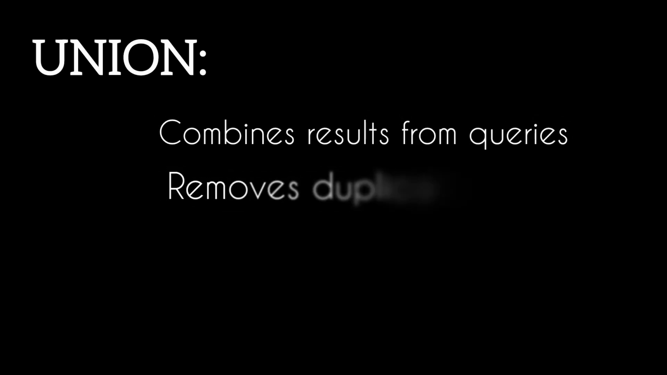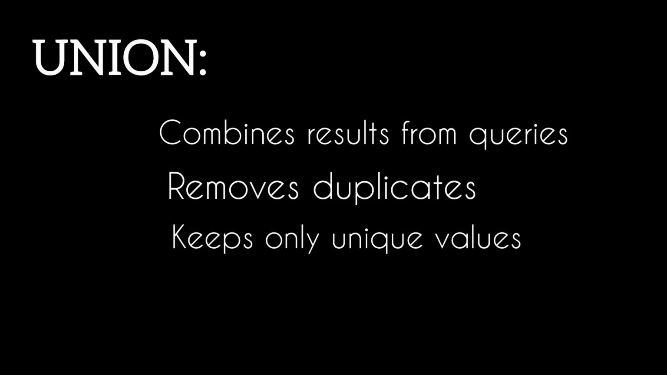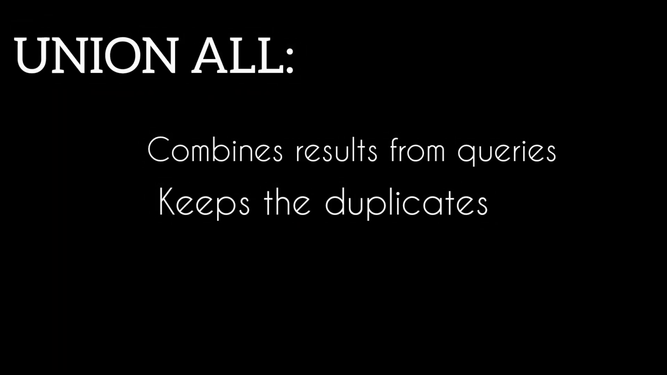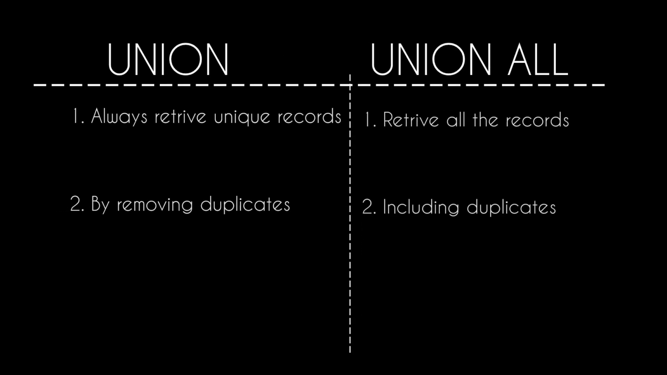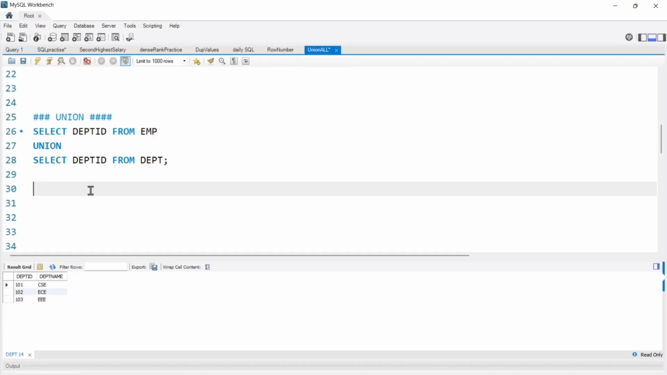Union combines the results from the two queries. It removes the duplicates and keeps only the unique rows. And next one is union all. It combines the results from two queries and keeps the duplicates. Here, the only difference between union and union all is removing duplicates and allowing duplicates. That's it. Let's see how union and union all works here.